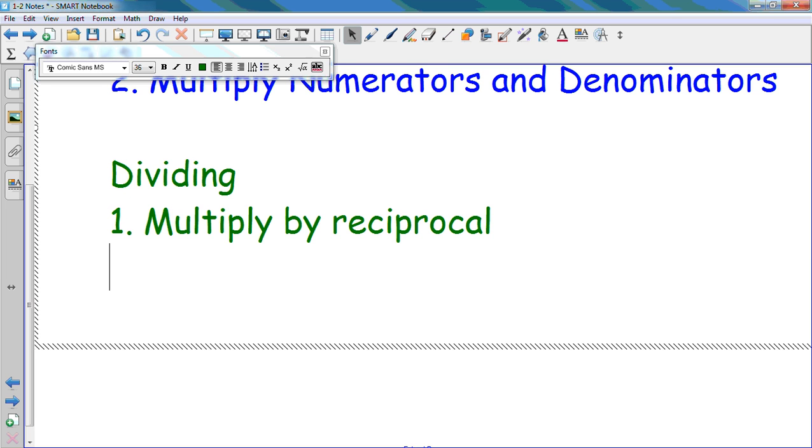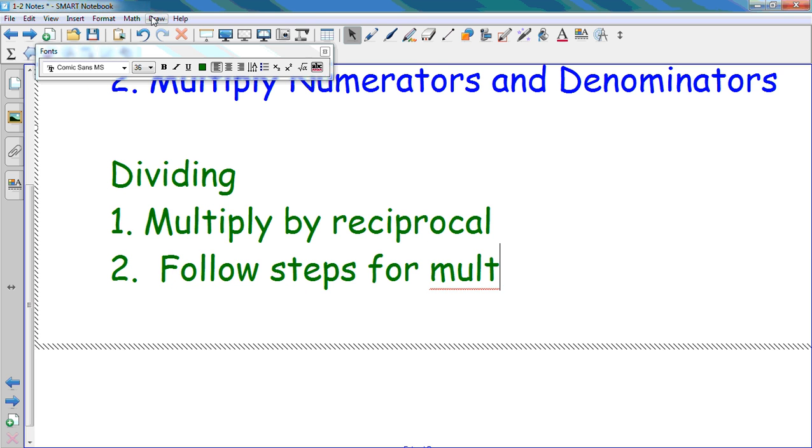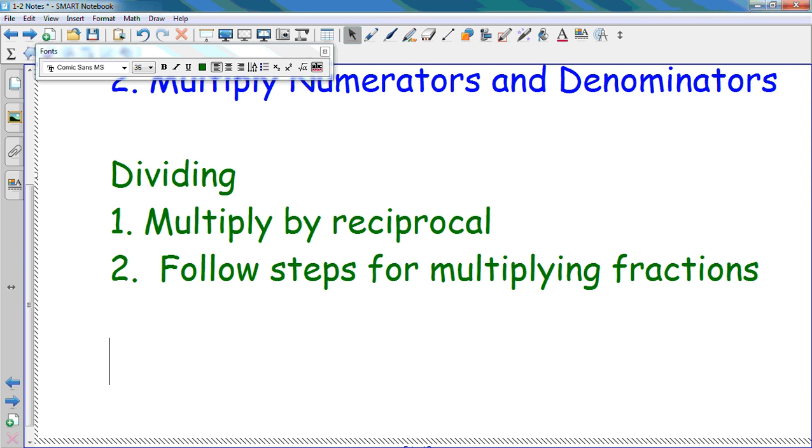Then, step 2, you're going to follow the steps for multiplying fractions. So that's what's in blue above. So if ever you get to a fraction problem, you don't know how to do it, you now know the steps for multiplying fractions and dividing fractions. And now we need to talk about adding and subtracting. Adding and subtracting, they're pretty much the same rules.